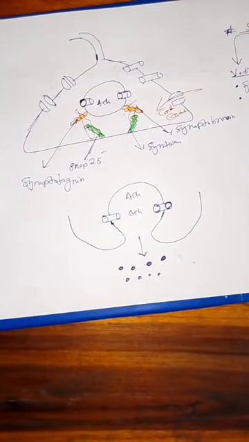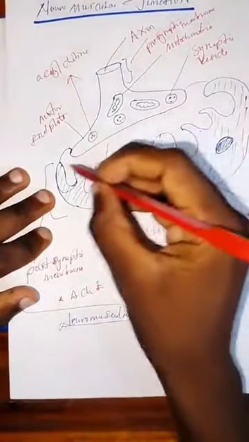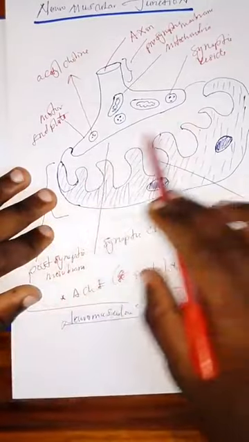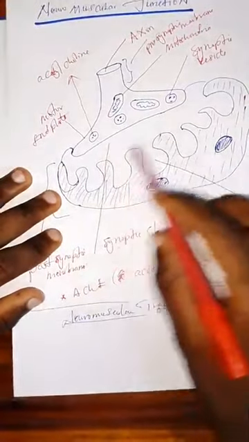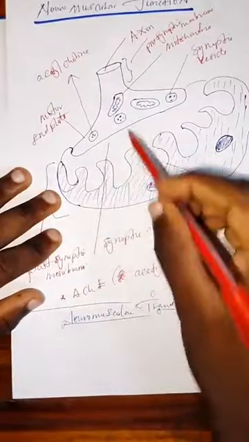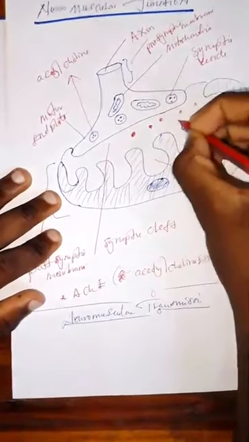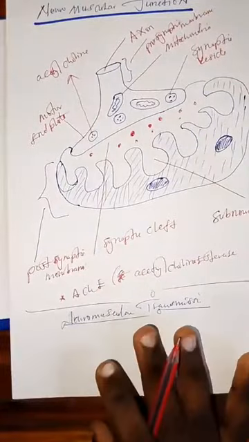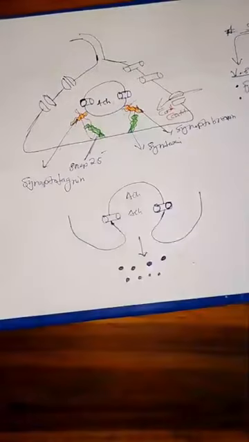Initially in the video I gave you this structure. This is the bulb, the motor end plate. This space between the presynaptic membrane and the postsynaptic one is what I call the synaptic cleft. So this is where the acetylcholine will be released. The acetylcholine will be in this space. I hope you get it.